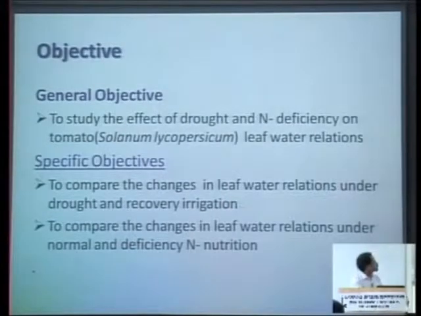The general objective of this work is to study the effect of drought and nitrogen deficiency on tomato leaf water relations, specifically to compare the change in leaf water relations under drought and recovery irrigation, as well as to compare the change in leaf water relations under normal nitrogen and deficient nitrogen nutrition conditions.